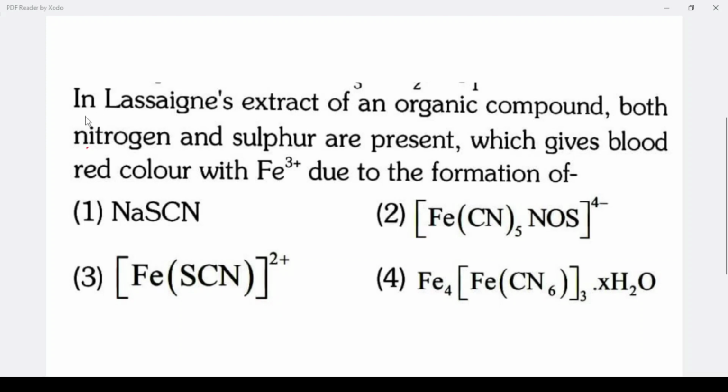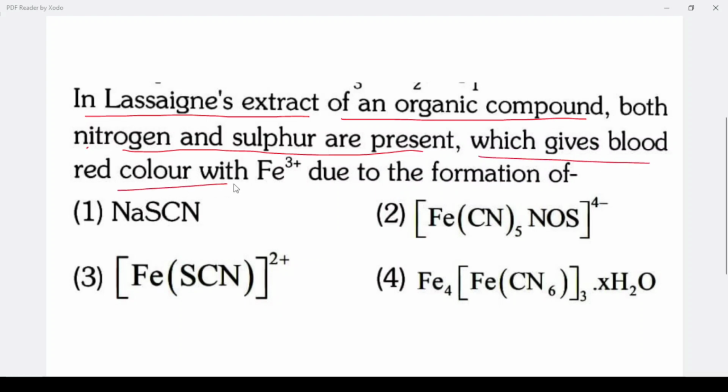The question is: in the Lassaigne extract of an organic compound, both nitrogen and sulfur are present, which gives blood red color with Fe3+ ion due to the formation of what? Meaning, if nitrogen and sulfur are both present in the Lassaigne extract, which compound will give the blood red color with Fe3+ ion? You have been given four options. Now, to find the answer to this question, we will move to the NCERT book.